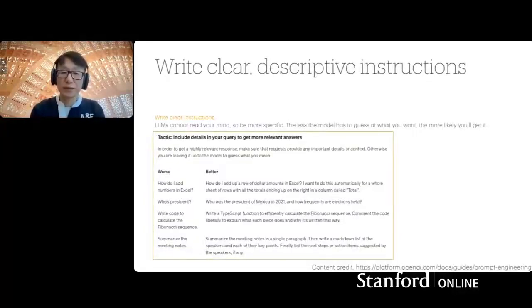So, write clear and descriptive instructions. As an example, on the left, instead of asking a short request, you could describe in detail so that the model knows what you are asking, because the model cannot read your mind. That means you need to describe what you want the model to generate for you. So this is always useful for using language models in general.